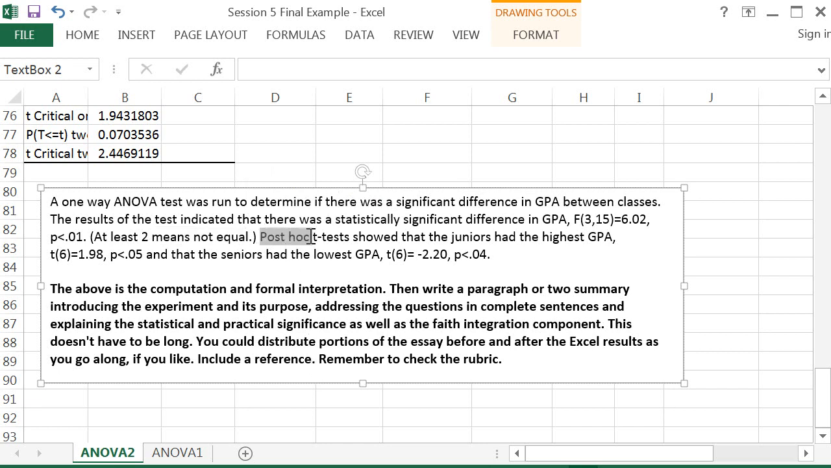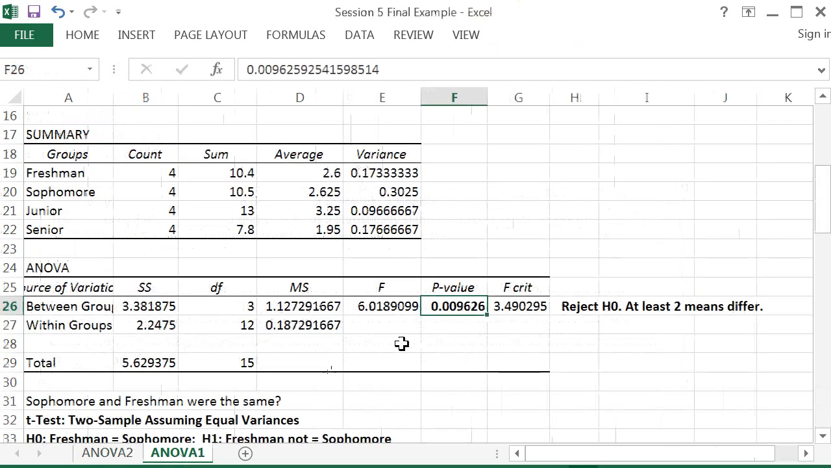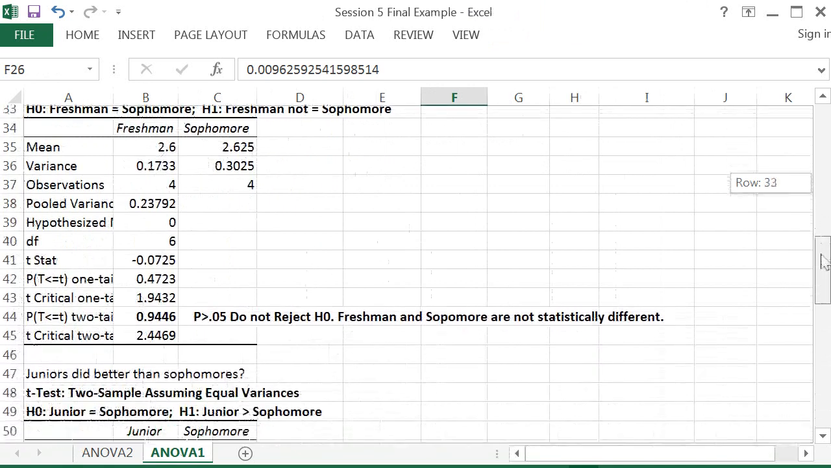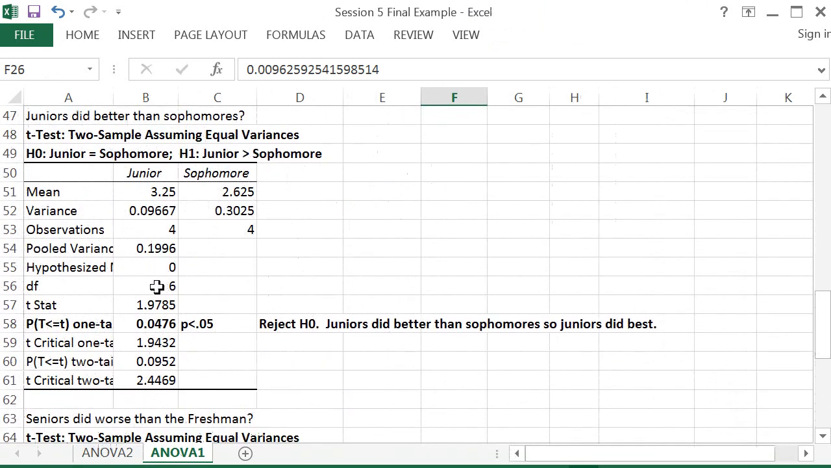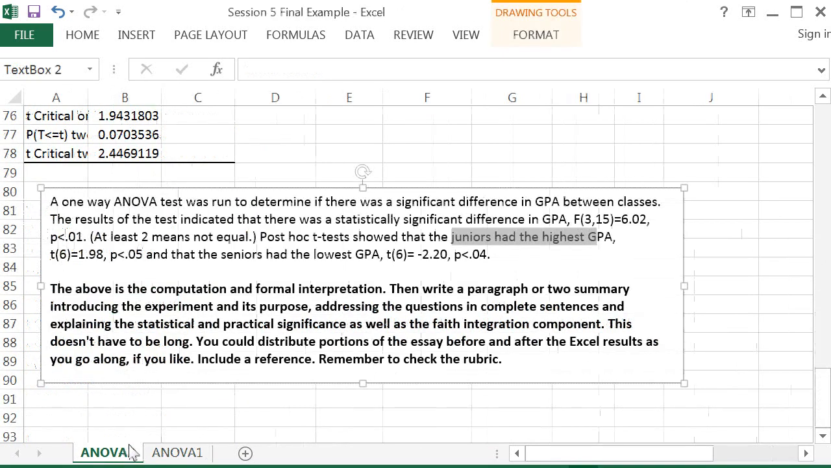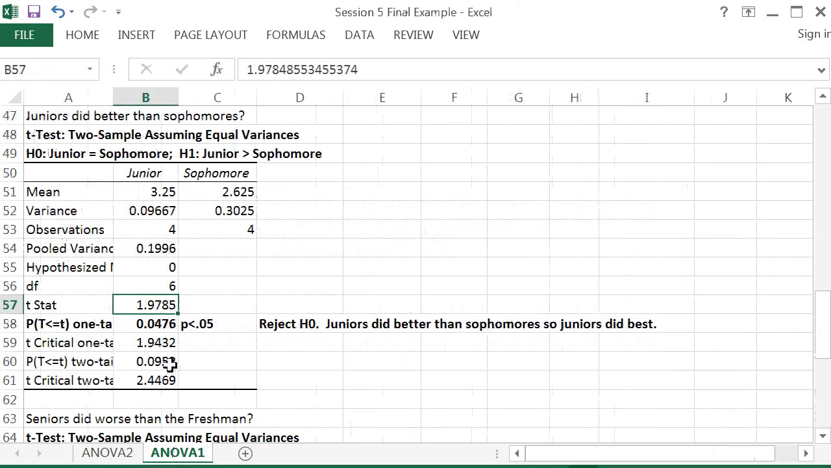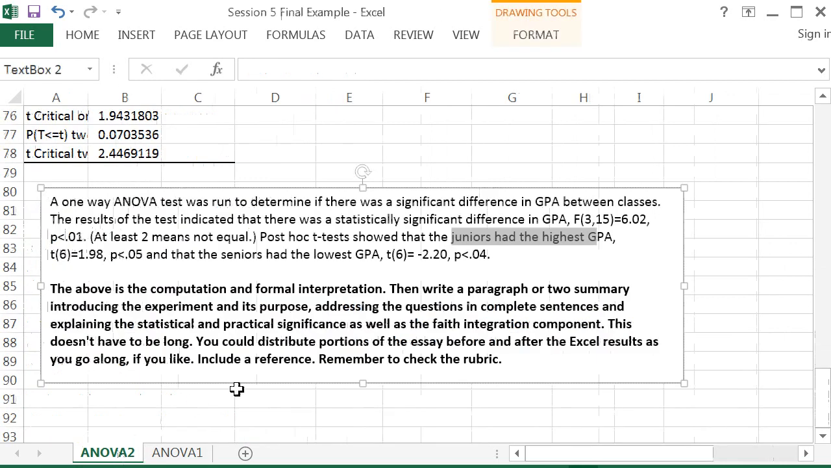Our post hoc tests, post hoc t-tests, so that's what those extra t-tests are called, to try and decide which things are equal and not equal, showed that juniors had the highest GPA, and the t-value there was 1.98 with 6 degrees of freedom. P was less than 0.05. And again, that was juniors did the best here. Right here's your 6 degrees of freedom. There's your t statistic of 1.98. And that's our 1.98 there. Our p-value was less than 0.05, right here, 0.0476.